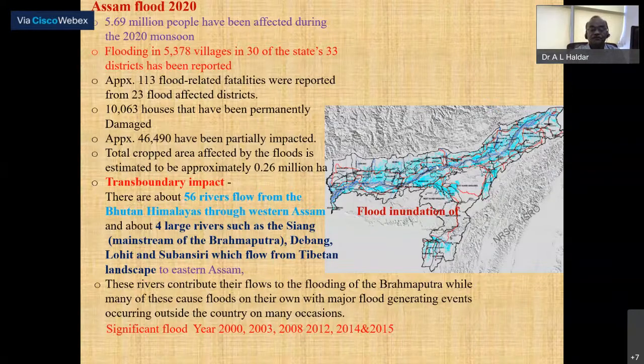Similarly, on the right hand side, that is in the eastern part, there is the Brahmaputra and its tributaries. Some other rivers, say Dibang, Lohit, Subansiri, come from the Tibet landscape into the eastern part of Assam, and it is creating the flood in India also. So these are the main factors why Assam has so much flood year by year. Significant floods took place in 2003, 8, 12, 14 and 15. Each year, one or another flood was there in Assam, very common. But in this year, quite a significant flood took place, with a lot of casualties.